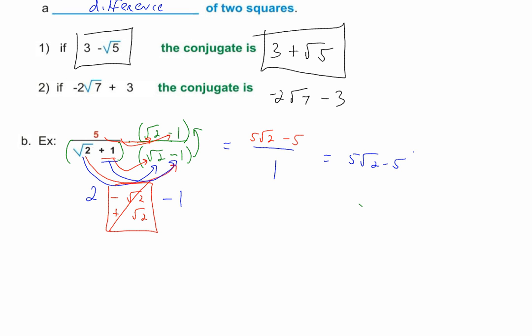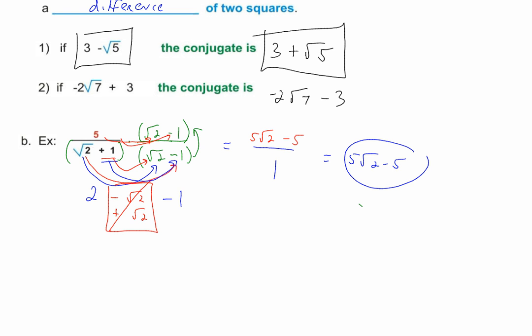Would I factor out the 5 to write my final answer? Would I? Yes or no? Give me a verbal yes or no. The answer is no, because remember, factoring is a means to an end. You're unmultiplying. We only factor if it'll get us something, and in this case, it doesn't. All right, so 5 times the square root of 2 minus 5 is the final answer.